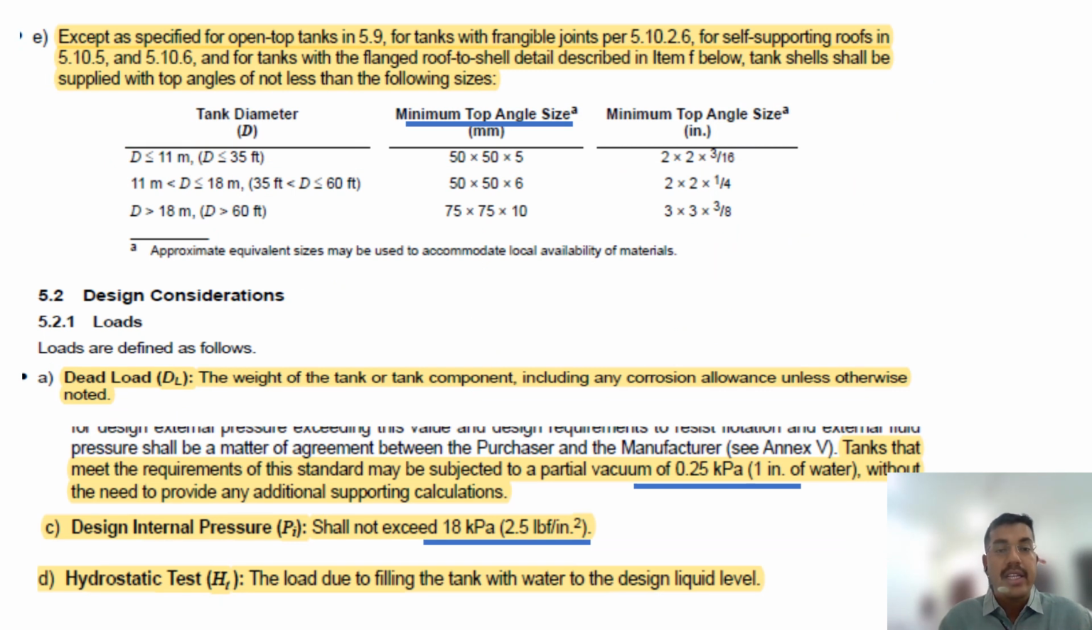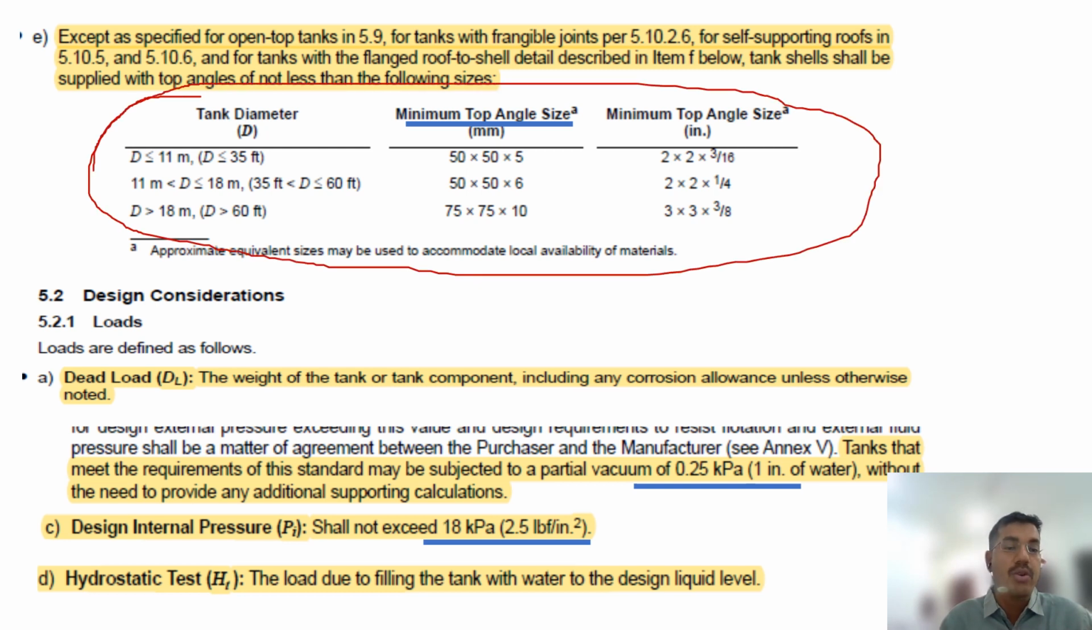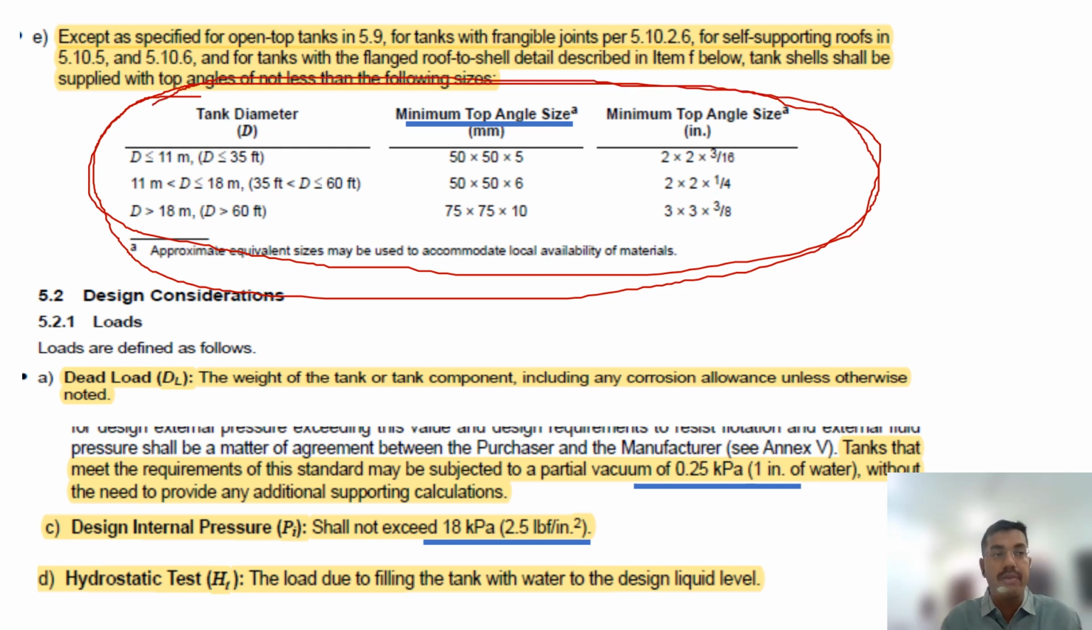So similarly, what is the top angle for the roof? It is mentioned here. You have to remember it can be an open book question. You can find all of this in chapter 5. What is the thickness? What is the fillet size? What is the minimum top angle? So here it is mentioned. If the tank diameter is this much to this much, the top angle will be in mm how much and in inch how much.